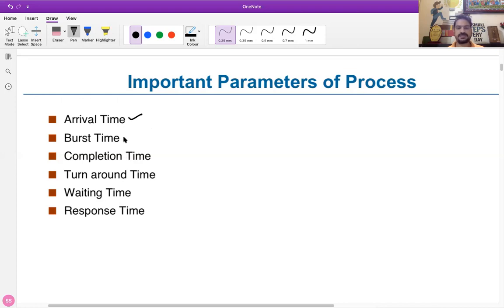What is burst time? Burst time is the time duration where it requires the CPU. So let's say we have a process and this particular process requires 5 units of time. It means 5 units of CPU time. This is the burst time of the process. So the process requires 5 units of CPU time. For that particular time, it requires the CPU for executing its instructions. That particular time is called burst time.